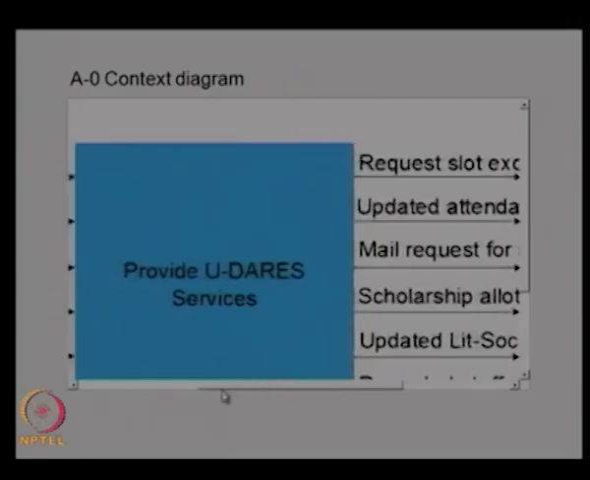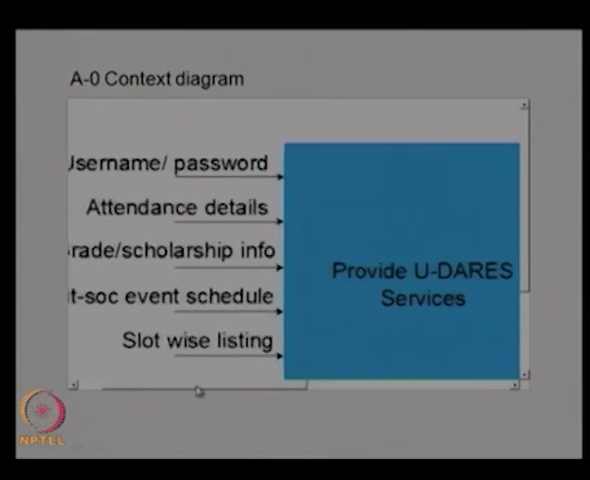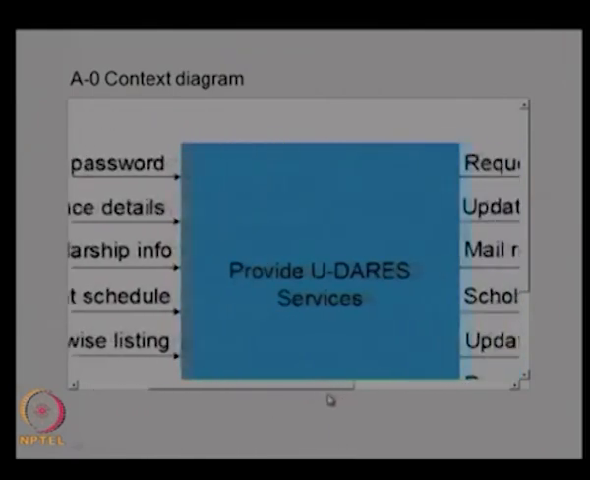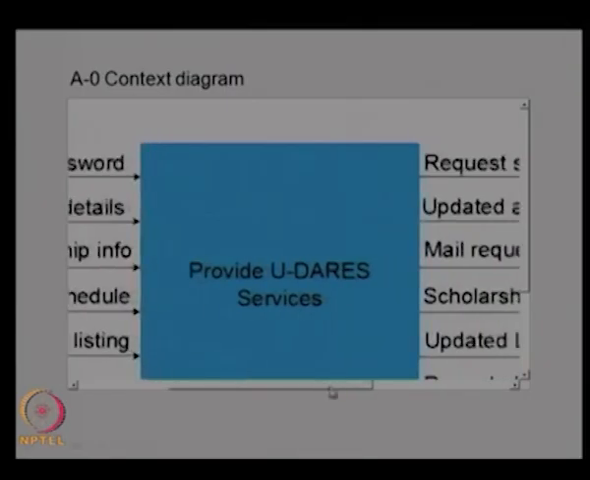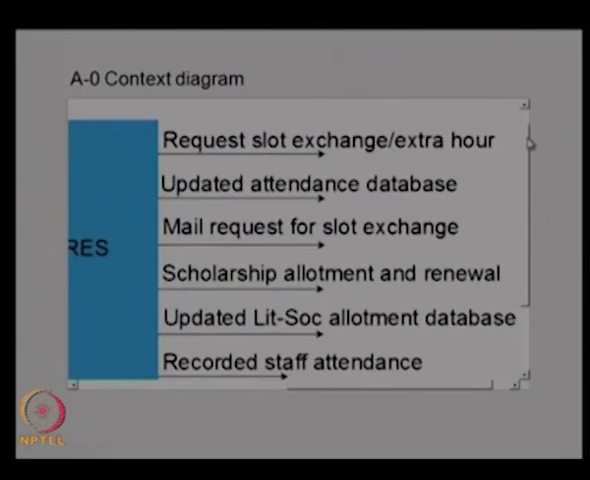Okay, for functional decomposition, we saw this in the previous examples. So we start with the A0 context diagram. We identify all the inputs and outputs. So these are the inputs to the system, and this is the main function of the system providing UDAIR services, and this actually shows the outputs, what kind of output is coming from the main system. So the request, all the outputs whatever we discussed in the previous slides.